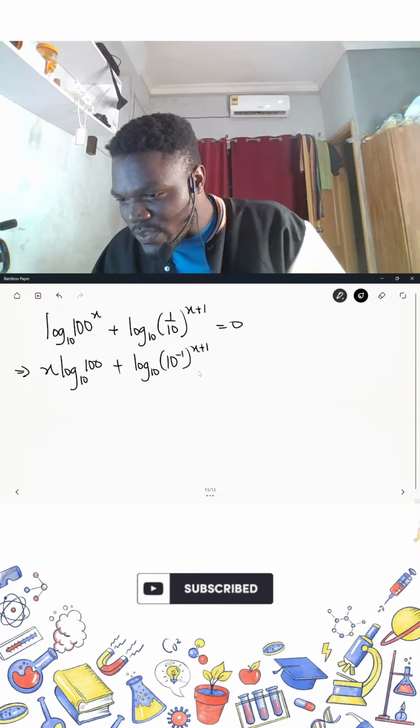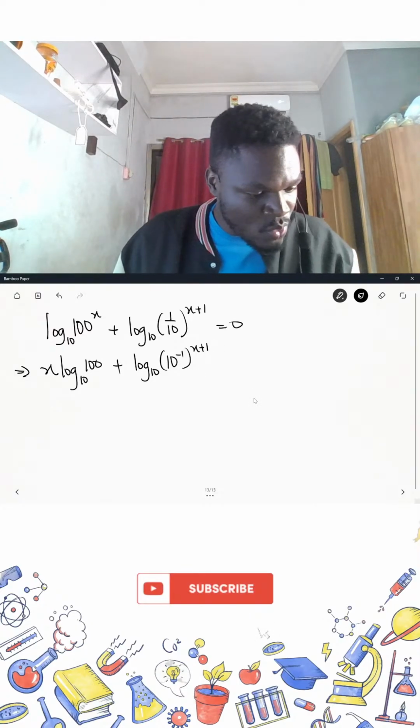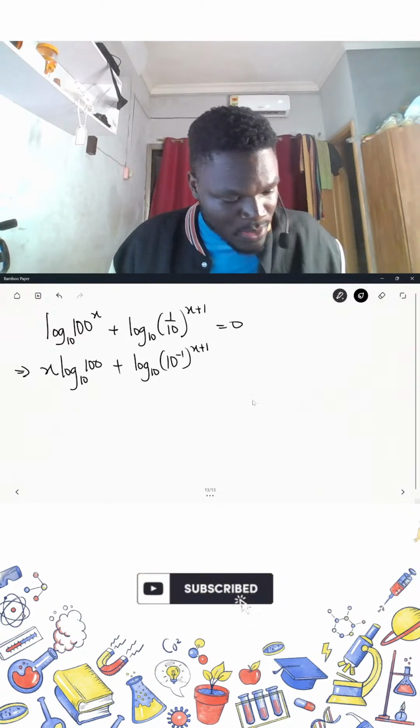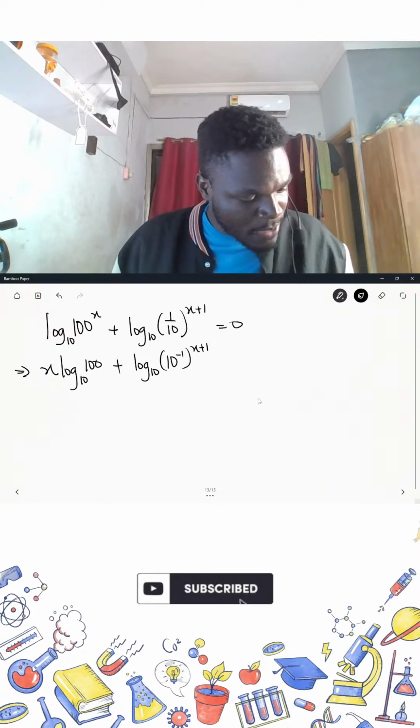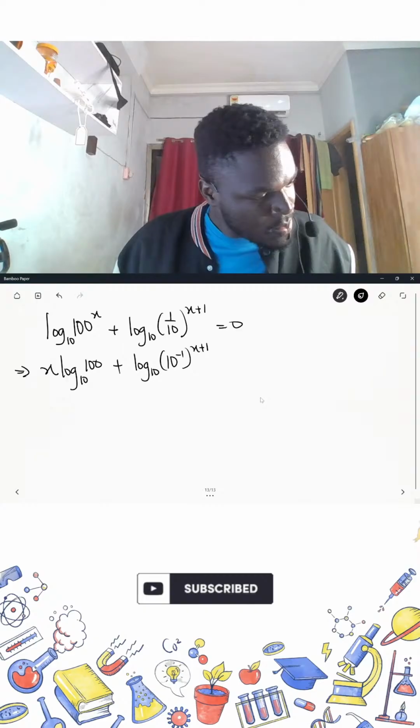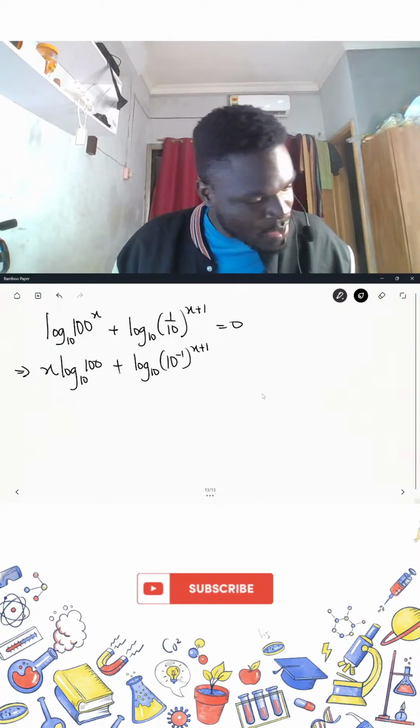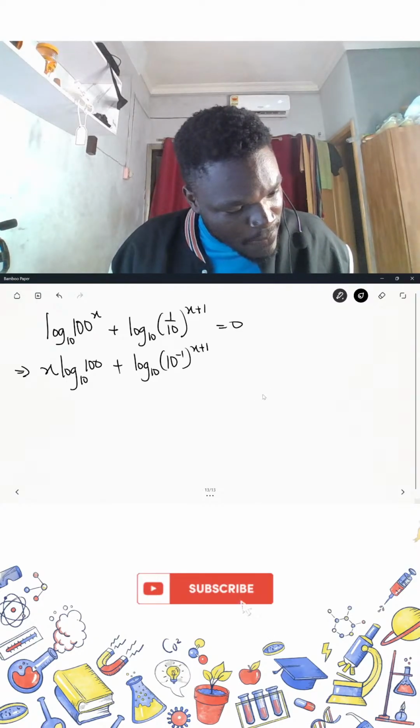Vishal is saying x is 1. So yes, it's true, x is 1. But let's look at the solution all together. That is what we are doing. We are solving the problem all together.